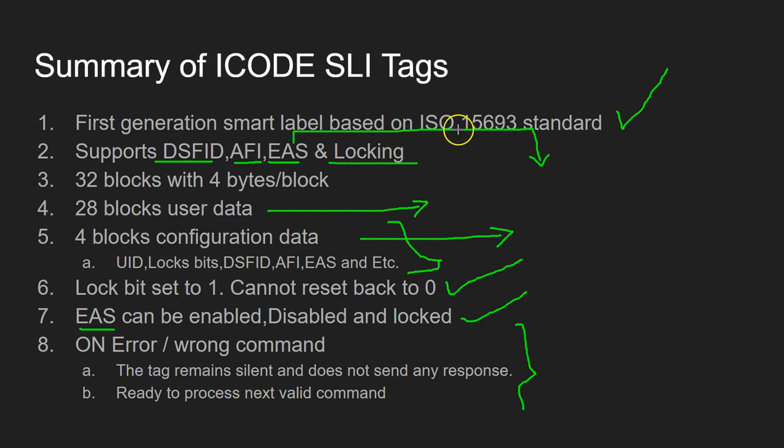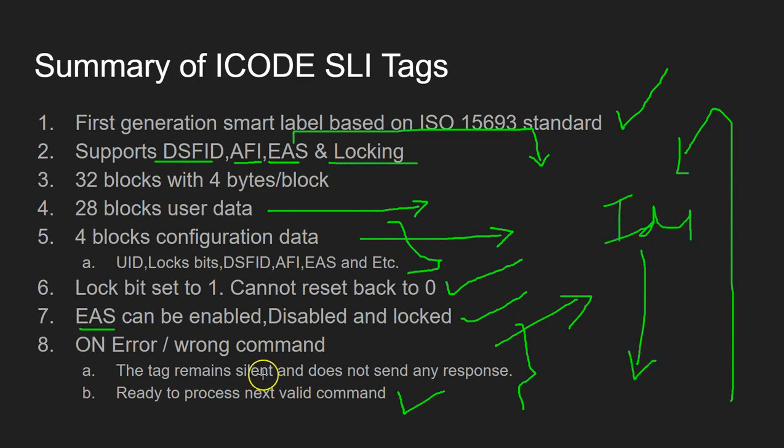One interesting feature of this ISO 15693 standard tag is, on error, it could be you're sending the wrong command, or it could be a wrong number of parameters, the tag will remain silent. When it's silent, it doesn't return any response, and the tag will be ready to process the next valid command. If you compare this with others like a MIFARE or NTAG NFC tags, you can see that the tag will automatically go back to the idle state, and you have to start the whole activation process all over again.